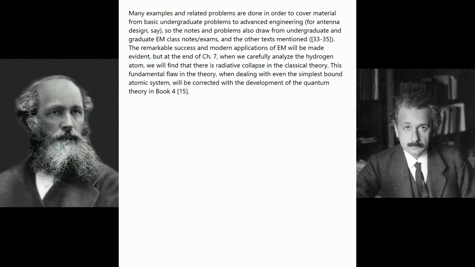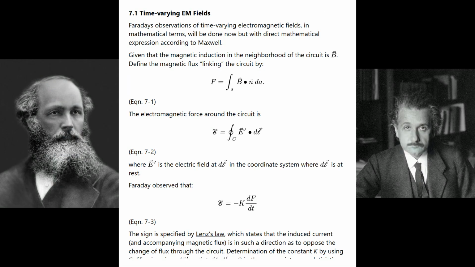The remarkable success and modern applications of EM will be made evident, but at the end of Ch7, when we carefully analyze the hydrogen atom, we will find that there is radiative collapse in the classical theory. This fundamental flaw in the theory, when dealing with even the simplest bound atomic system, will be corrected with the development of the quantum theory in Book 4.